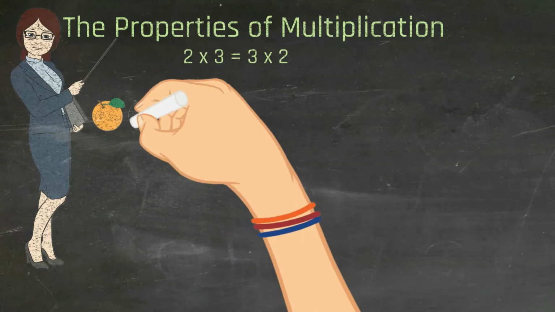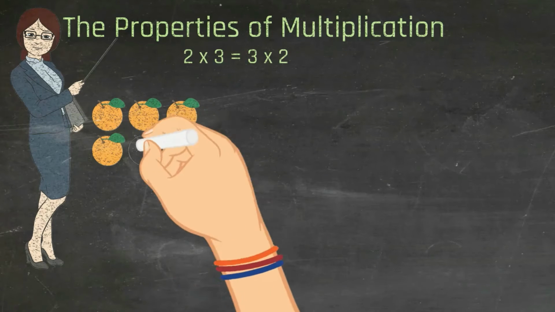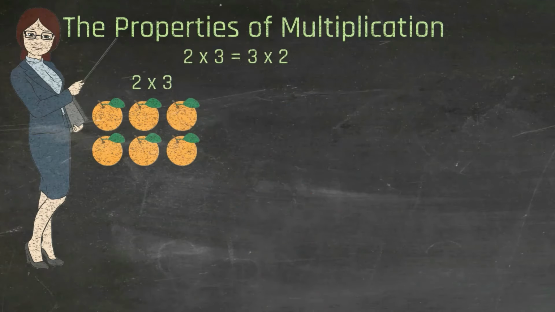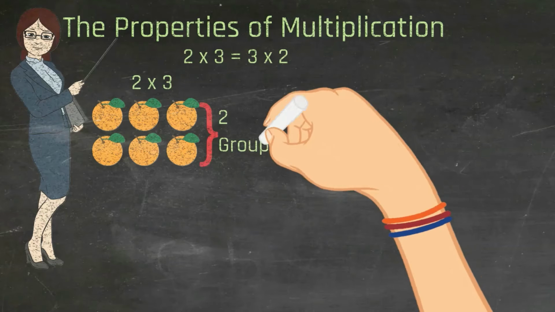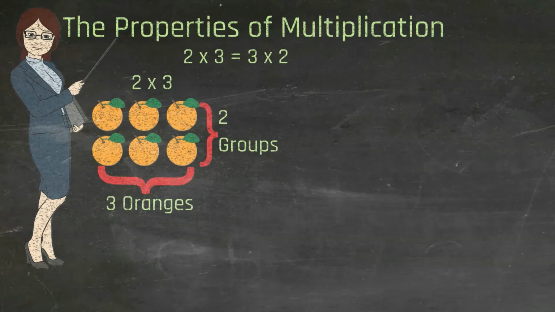To answer this question, let us consider the visual representation below. 2 times 3 means combining two groups of 3. If we, for example, have oranges, that means we have two groups of oranges and each group has 3 oranges. If you count the oranges, you will see that the total number of oranges is 6. 2 times 3 is, therefore, equal to 6.